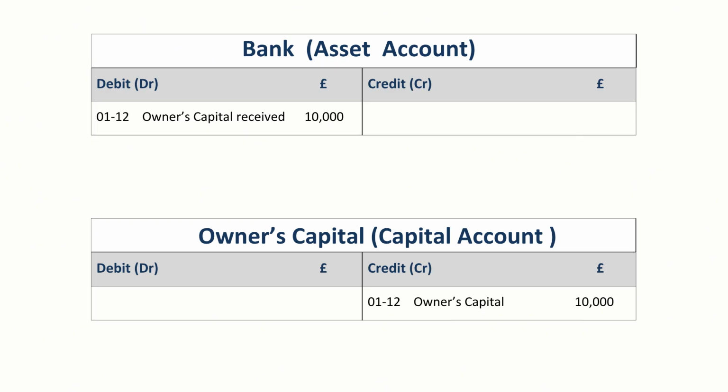Our first transaction, the owner puts £10,000 cash into the business. Which two accounts are involved? Bank and owner's capital. Let's post that in our T accounts. The bank increases, so we debit bank. Capital increases, so we credit capital.